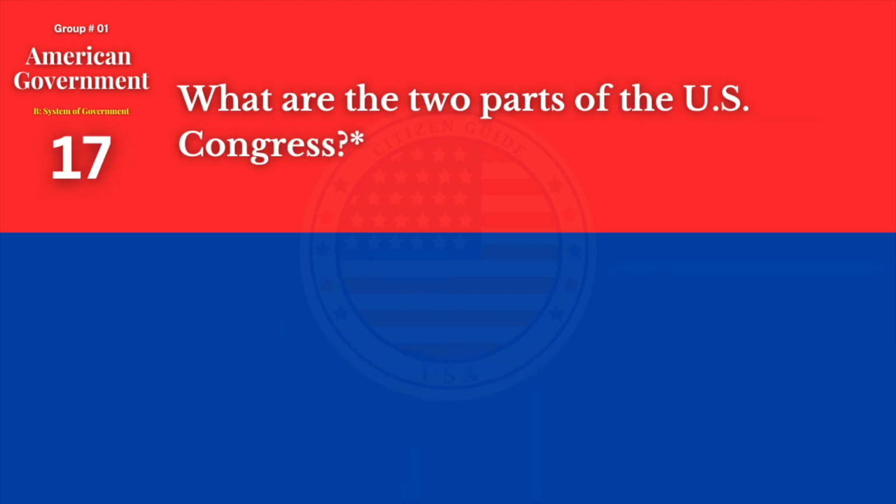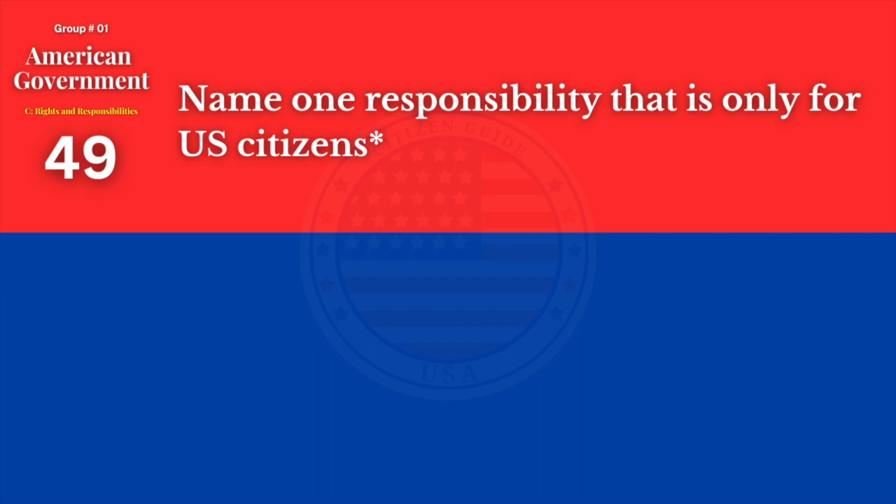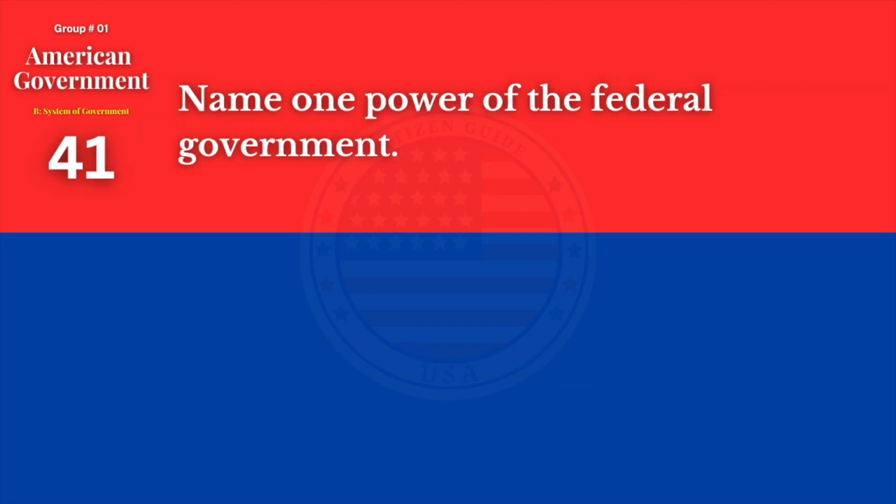What are the two parts of the U.S. Congress? The Senate and House of Representatives. Name one responsibility that is only for U.S. citizens. Serve on a jury. Name one power of the federal government. To print money.